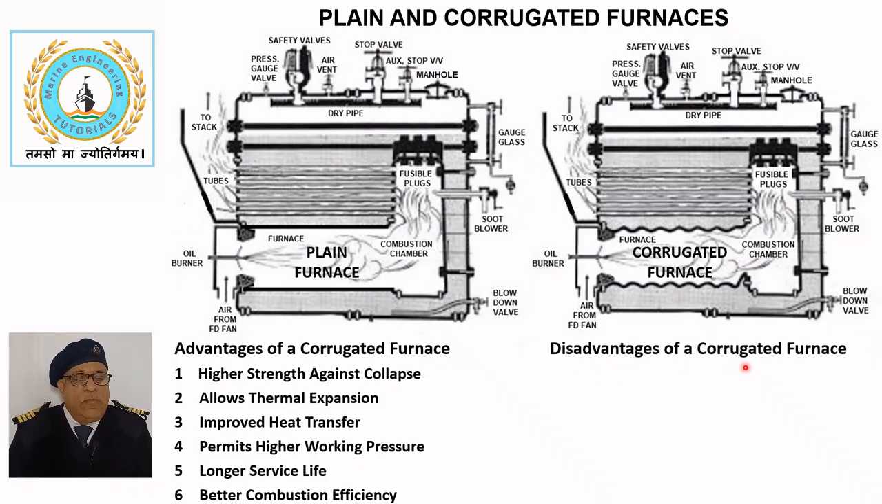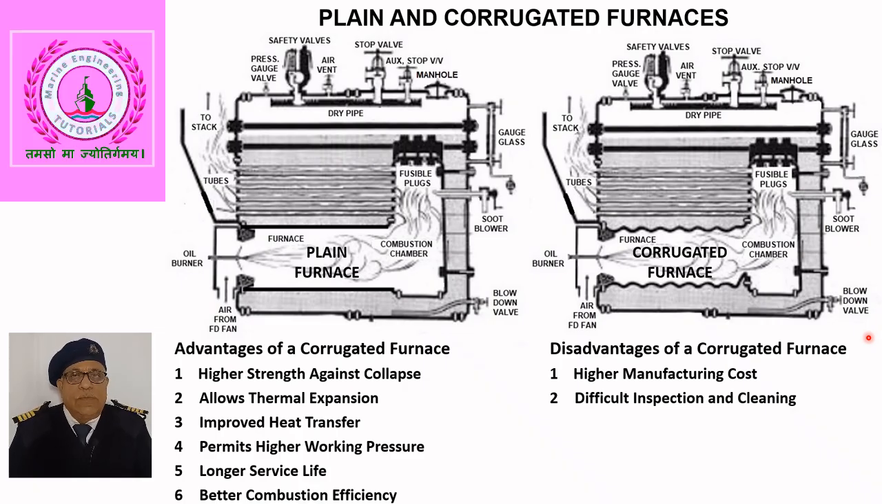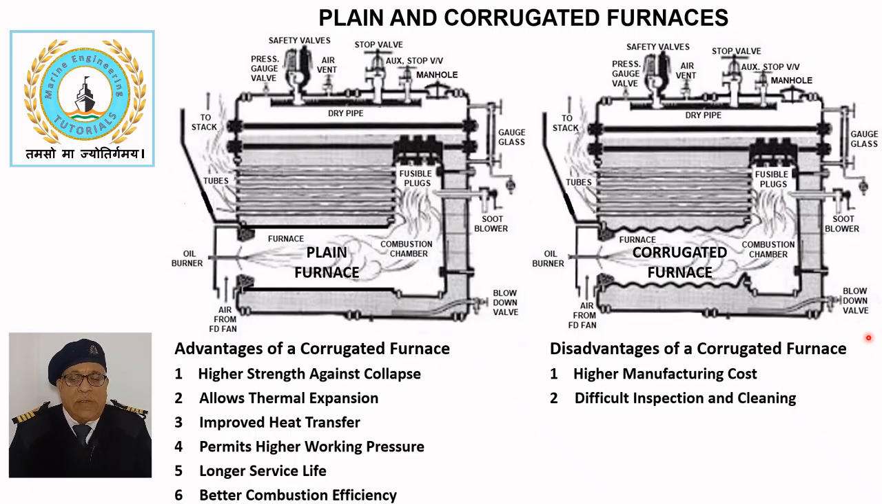Disadvantages of a corrugated furnace. Corrugated furnace has the following disadvantages. Higher manufacturing cost. Fabrication of a corrugated furnace requires special machinery and skilled workmanship, which increases manufacturing cost. Difficult inspection and cleaning. Internal inspection of a corrugated furnace is more difficult, as soot and ash tend to accumulate in the grooves.